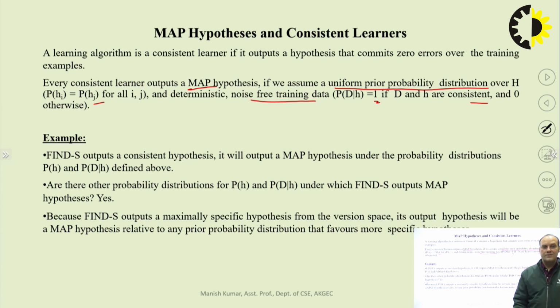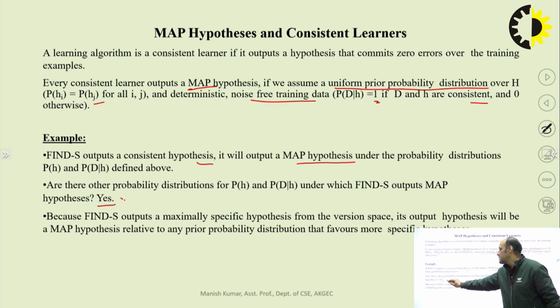Okay, so we have seen several examples in previous units like the candidate elimination algorithm and the Find-S algorithm, and they will output a consistent hypothesis. It will output a MAP hypothesis under the probability distributions P(H) and P(D|H) defined above. So are there other probability distributions for P(H) and P(D|H) under which Find-S outputs a MAP hypothesis? What is the answer of this? Yes, there are. The answer is yes.